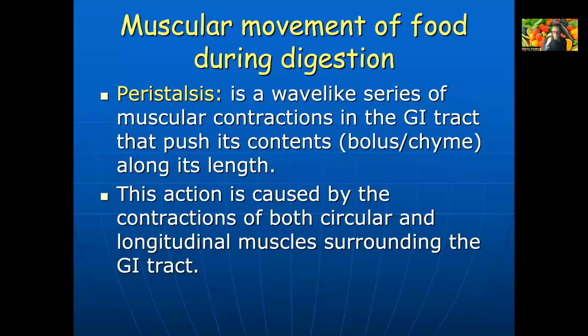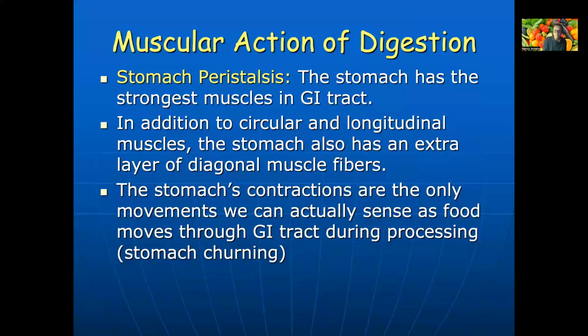You will have a layer of circular muscles around the GI tract, and you will also have a layer of longitudinal muscles that follow the length of the GI tract. In the stomach, you are going to have particularly intense peristaltic movement, in part because it has that third layer of diagonal muscle fibers. In fact, those muscle contractions can be so intense that you can actually sense and feel your stomach churning, or so they say, which is food moving through your GI tract once it hits the stomach.